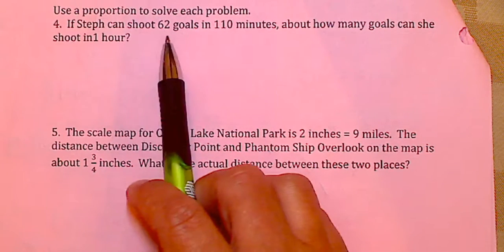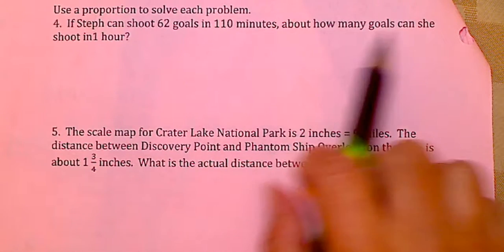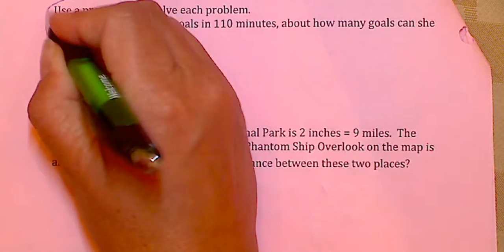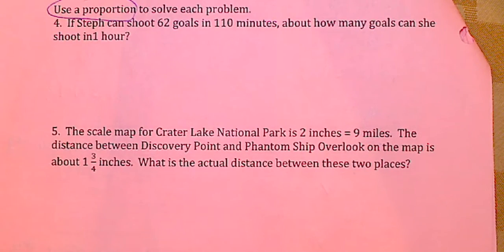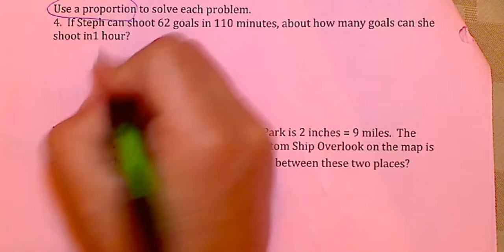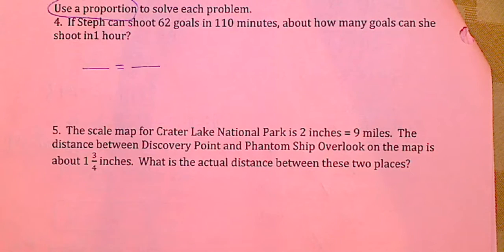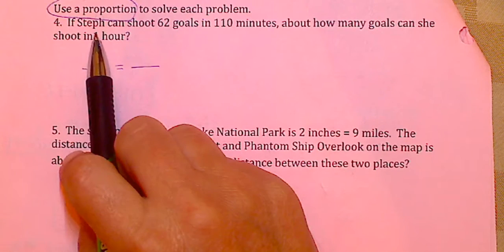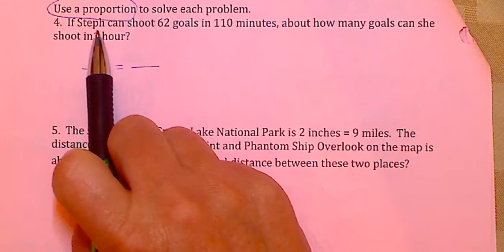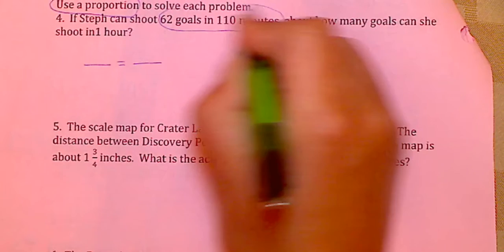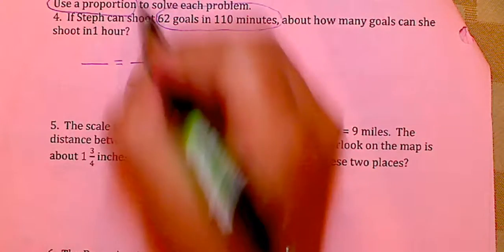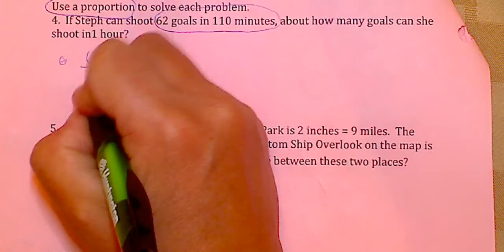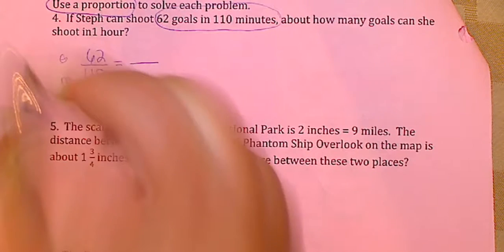If Steph can shoot 62 goals in 110 minutes, about how many goals can she shoot in 1 hour? Now, some of you could do this without using a proportion, but the directions say use a proportion, and you must follow the directions. So remember, a proportion is just a fraction equal to another fraction. So here's the thing. If you focus on the sentences, they will give you the ratios. If Steph can shoot 62 goals in 110 minutes, so those two are going to go together. So that's 62 goals, and we put a G so I know this is where my goals go. And she can do that in 110 minutes. So I'm going to put an M there for minutes.